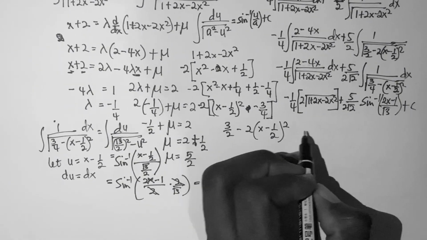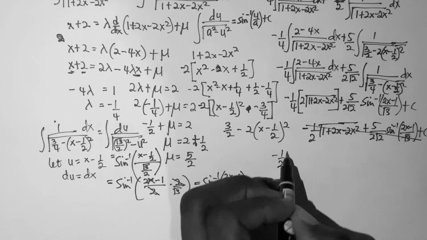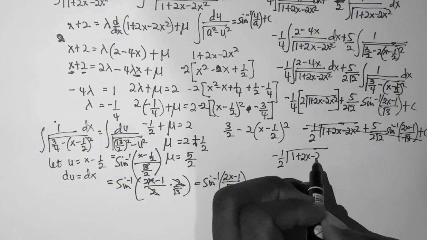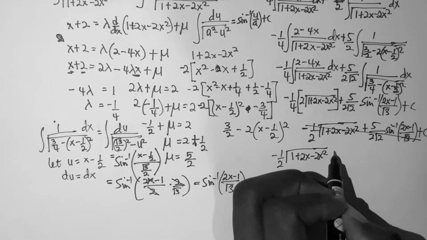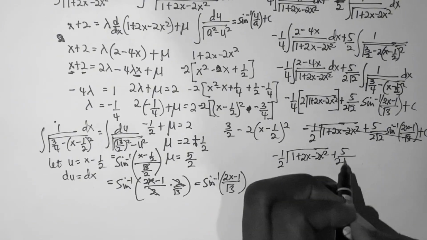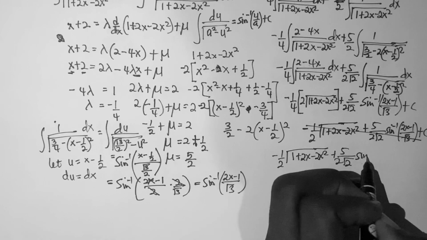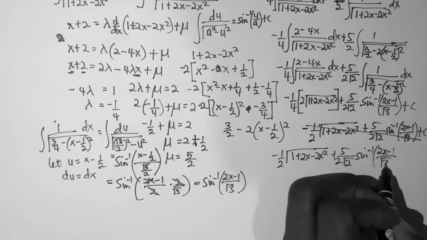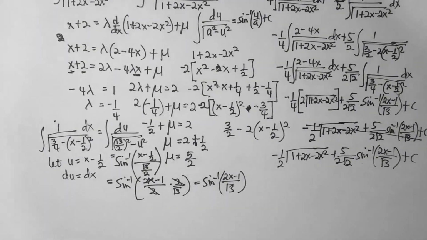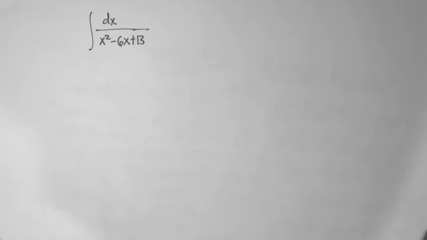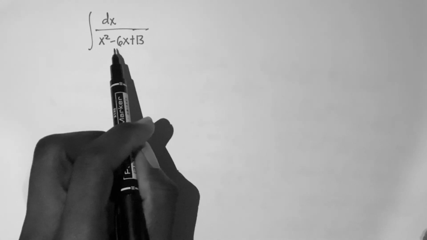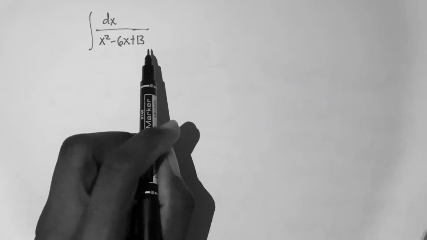And that will give us minus 1 over 2 square root of 1 plus 2x minus 2x squared, plus 5 over 2 root 2, sine inverse of (2x minus 1) divided by root 3, plus c. So we have another question here, which is the integral of dx divided by x squared minus 6x plus 13.